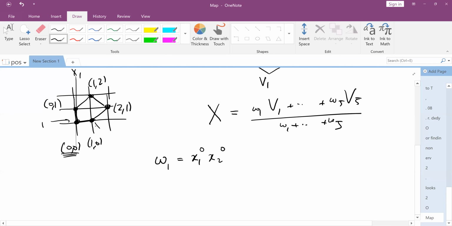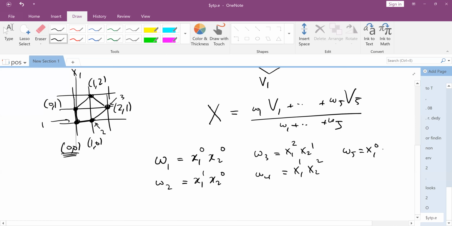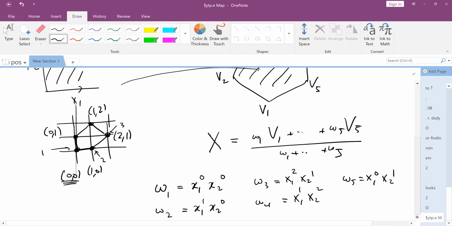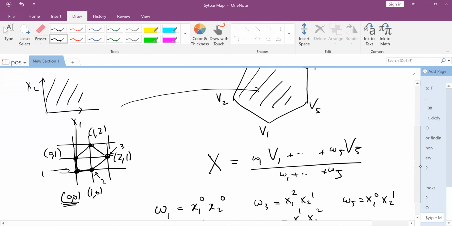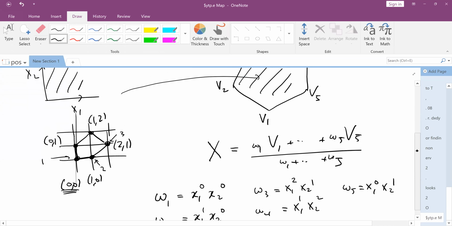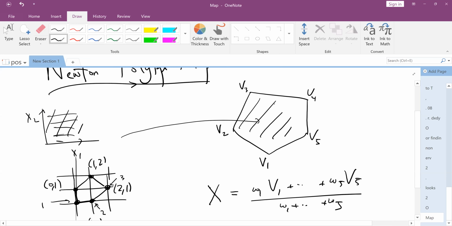This would be vertex 2. So the weight for vertex 2 would be x1 to the power of 1, x2 to the power of 0. The weight for vertex 3 would be x1 to the 2, x2 to the 1. For vertex 4 it would be x1 to the 1, x2 to the 2, and for 5 it would be x1 to the 0, x2 to the 1. And the amazing thing is that this has exactly the property that we want. It maps uniquely all the points in this upper plane to the interior of the polygon.